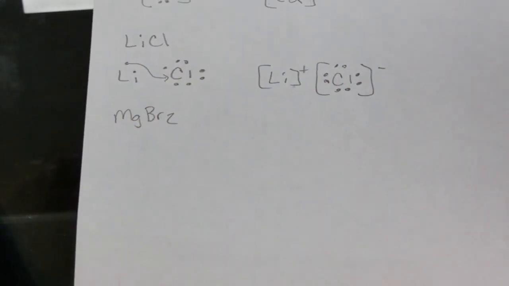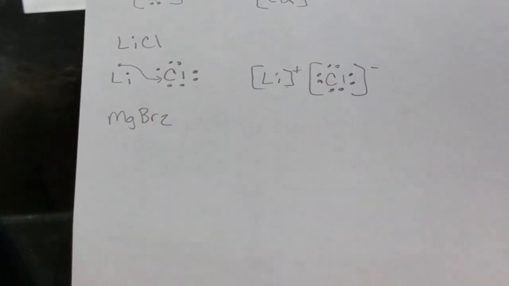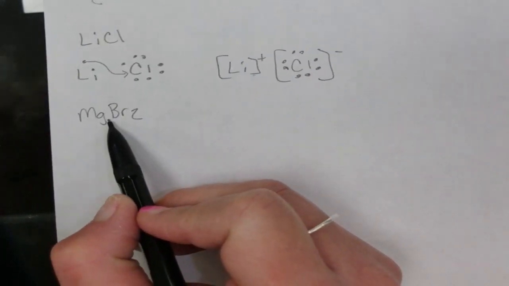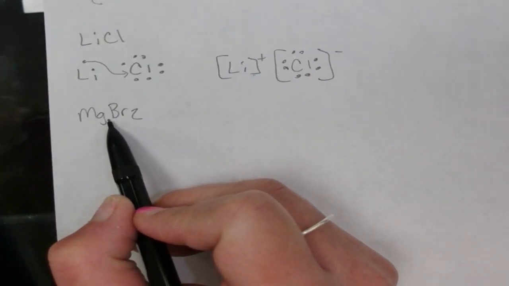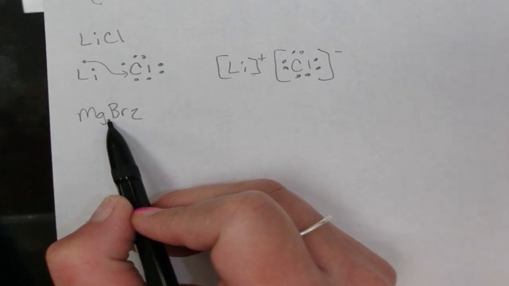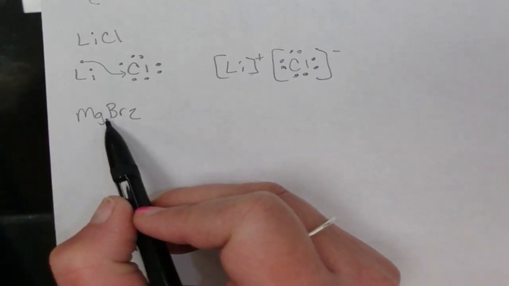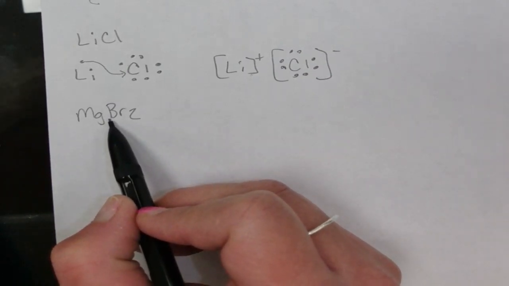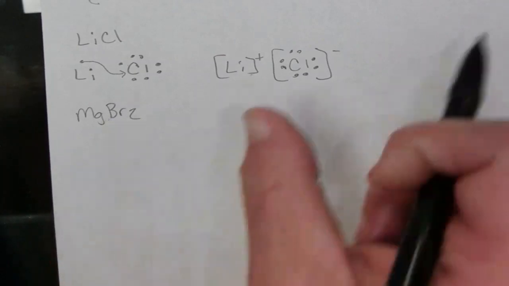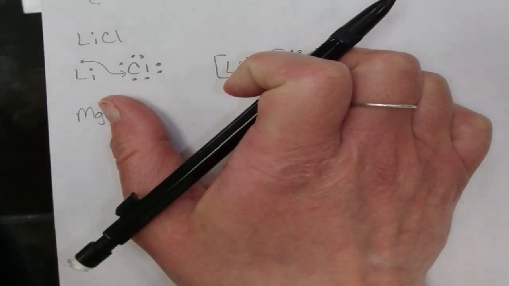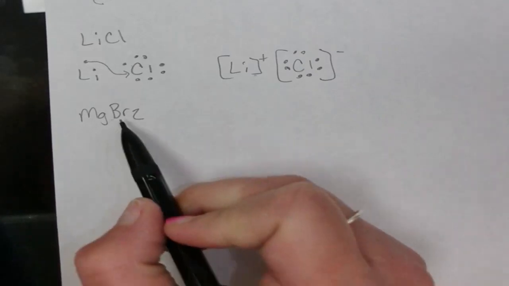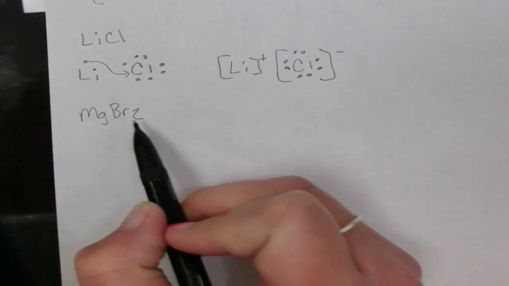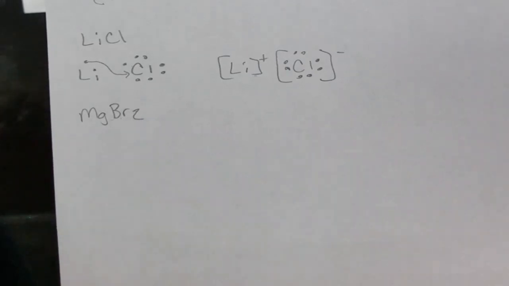All right, let's look at our next one, MgBr2. In math, if there is no number behind or in front of it, it is understood to be a value of 1. So there is no number behind the magnesium, so this is understood to be 1 magnesium. How many bromides do I have? I have 2 bromides.